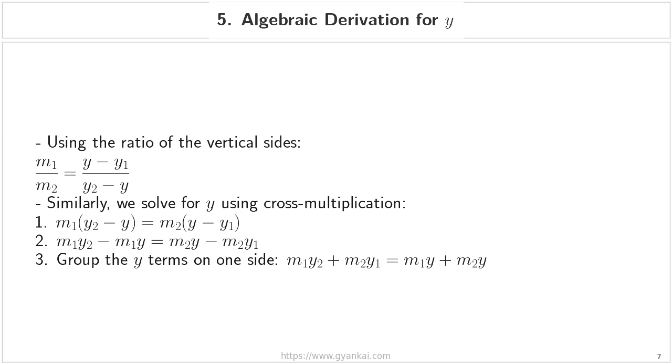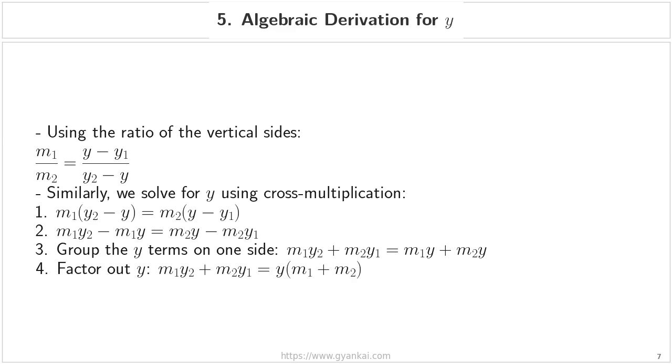To do this, we move the negative m2 y1 to the left and move the negative m1 y to the right. This leaves us with m1 y2 plus m2 y1 on the left and m2 y plus m1 y on the right. Now, we can see that y is a common factor on the right side, so we factor it out. This simplifies the right side to y times the quantity m1 plus m2.